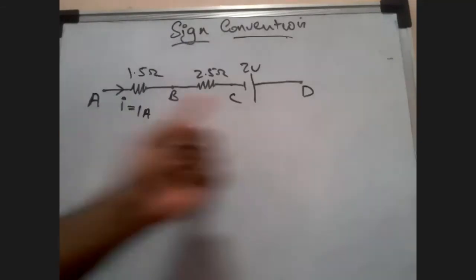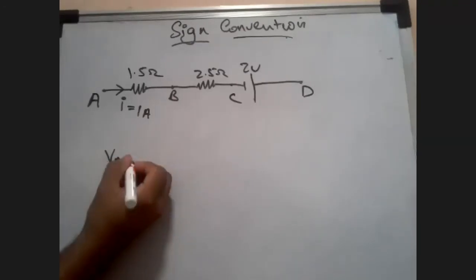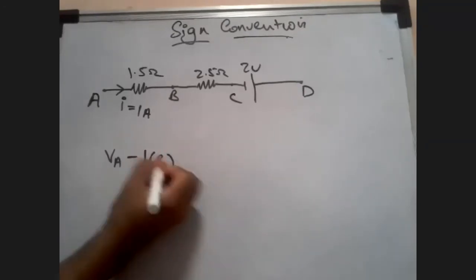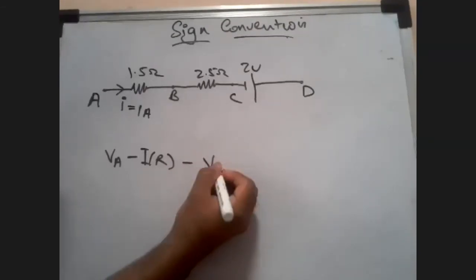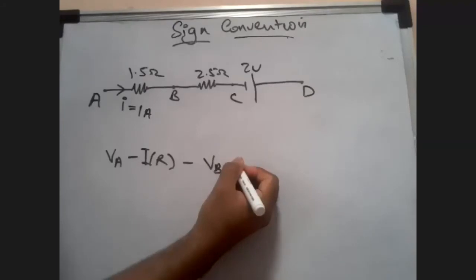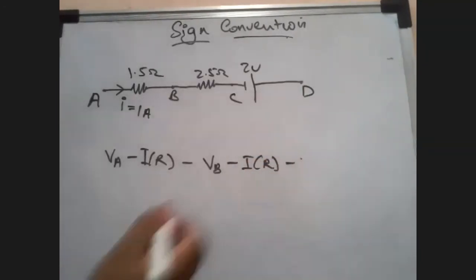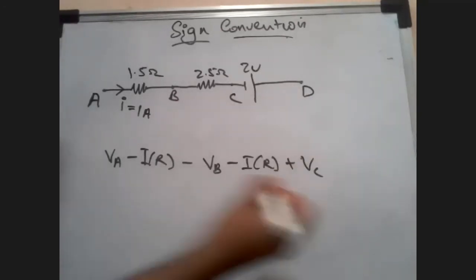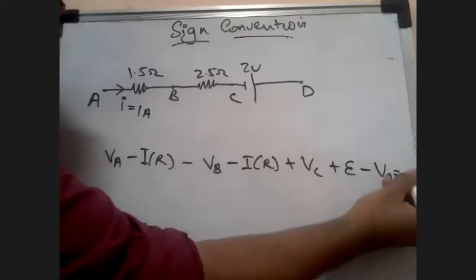Tell me what is the potential difference between A to B. First, tell me the equation. First, it will be VA, then after that minus IR, minus VB, minus IR, then plus epsilon, plus VC, then plus epsilon minus VD equals 0.